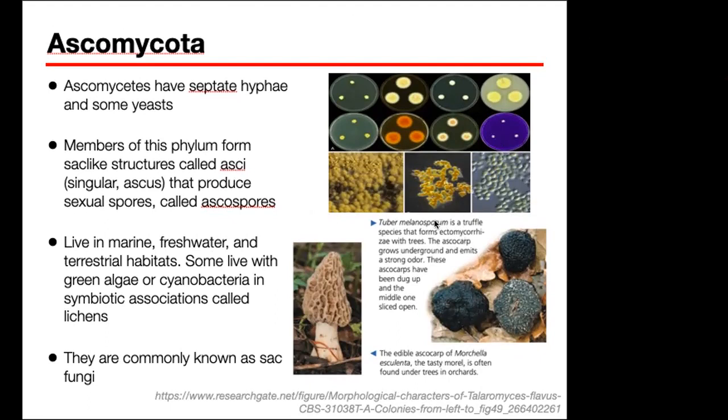I haven't really personally tasted truffle, so I can't describe what it tastes like. Pero based on Gordon Ramsay, parang earthy yung kanyang taste, yung kanyang flavor. So very distinct yung kanyang flavor. So both morel and truffles are ascomycetes.